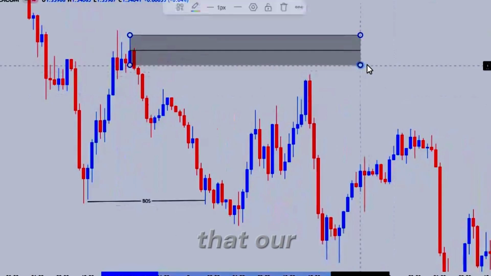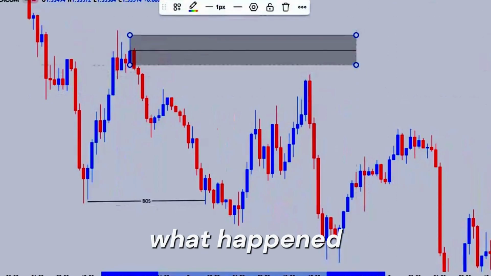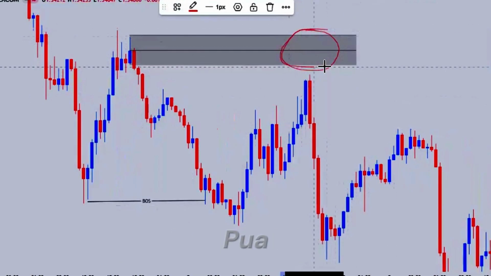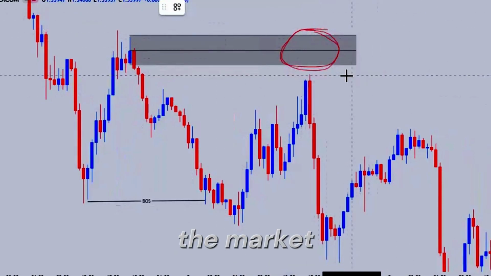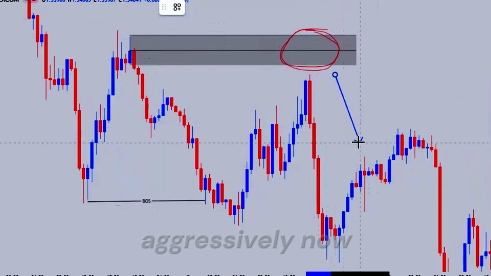After we marked out our order block right here, what happened in this case? Price did not get into our POI, which happens to be this gray area, before we see the market start dropping to the downside aggressively.